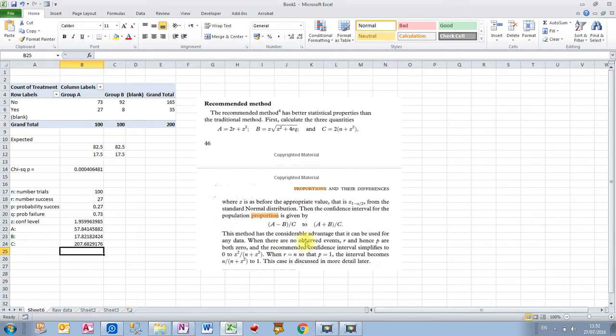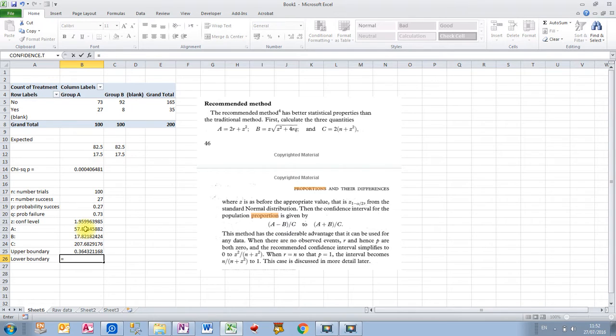So we have A, B, and C, and now we use these two formulae here to get the actual confidence interval. The upper bound is A plus B over C, the lower bound is A minus B over C. So the upper boundary is, brackets first of all, A plus B, close brackets, divided by C. And our lower boundary is A minus B over C.